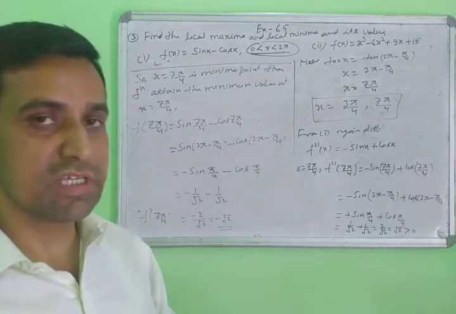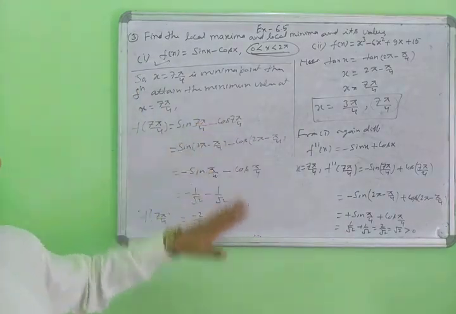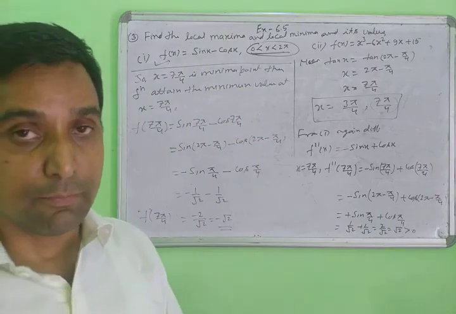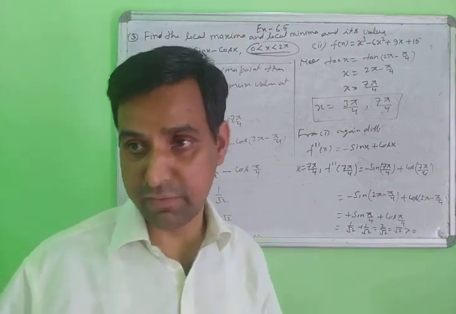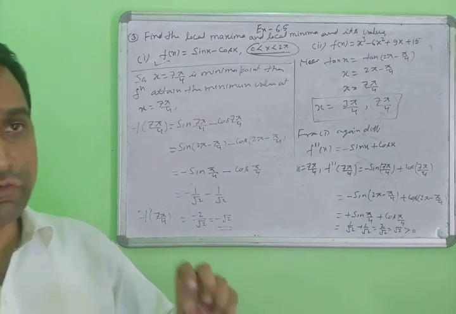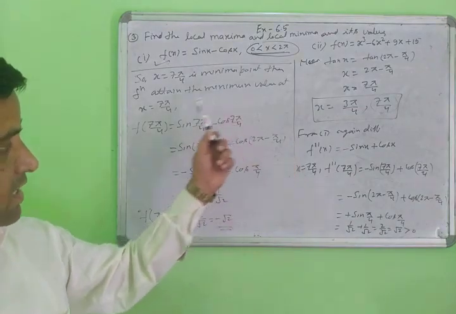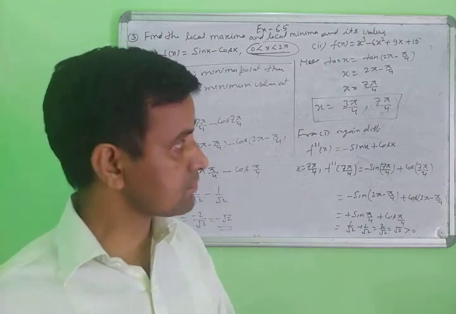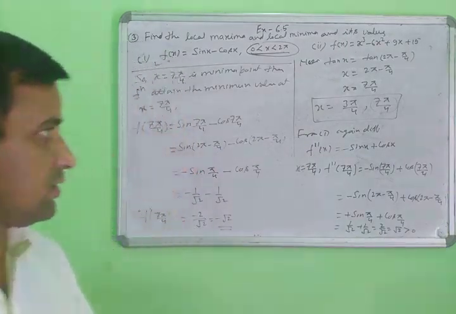A very simple thing here: if any trigonometric function comes, then you will solve it in this way with the help of the second order derivative test. Don't use the first derivative test. Any trigonometric function is very easy with the help of the second derivative test. Just note down the next question.